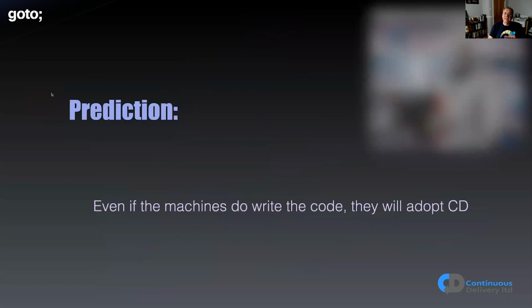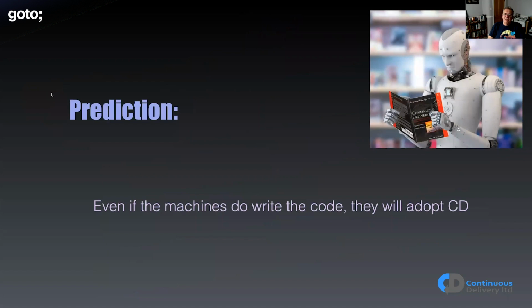So my prediction is, even if the machines are writing the code in 100 years' time, they're going to adopt continuous delivery, or whatever it's called by then, but a more engineering approach to solving problems in software.